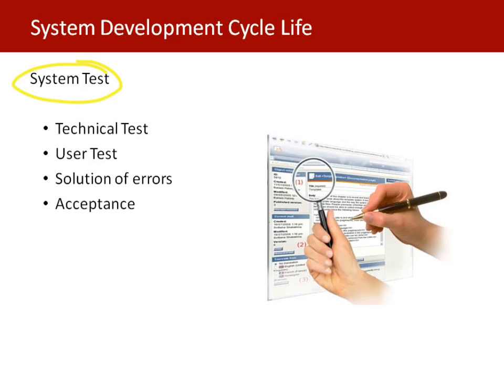And there are 2 types of tests, the technical, which is done by the developer, and the user test. And this one is important because it helps us identify if there are any problems with the system. So it's a process of finding solutions for the errors and getting the acceptance of that module or the system by the users. And this is an important one because you don't accept it until the developer has fixed all the errors or problems with the system.